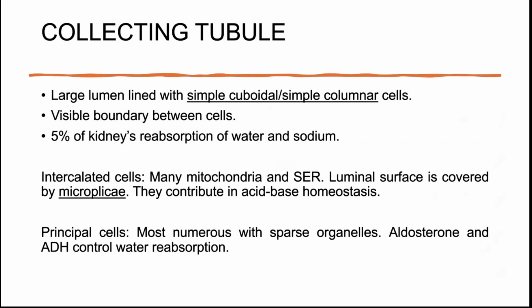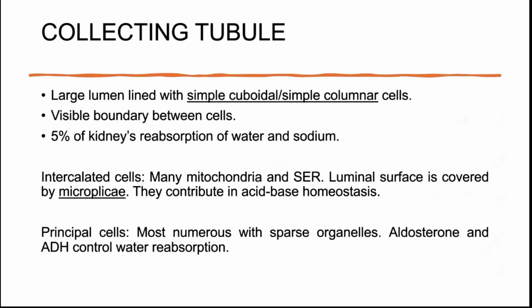Next, we have the collecting tubule. The collecting tubules have a really large lumen, and they're made up of simple cuboidal to simple columnar cells. And you can also see the boundary between these cells distinctly, so you will definitely not get confused between collecting tubules and any other sorts of tubules which you see. The function of these tubules is that 5% of the kidney's reabsorption of water and sodium happens in them.